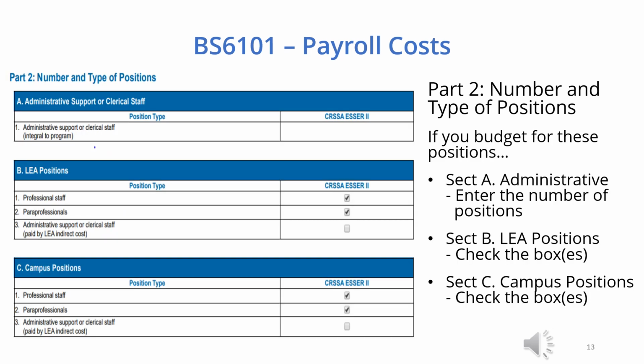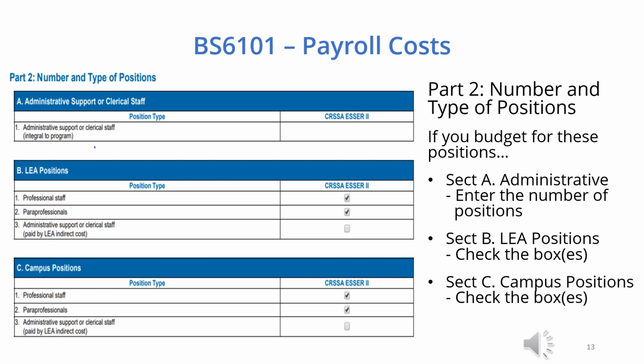Part 2 of the payroll schedule is number and type of positions. This is where you will provide the details regarding payroll positions you're funding by the grant. If your budget costs for these positions in Section A, administrative support or clerical staff, you will enter the number of direct administrative staff for your grant program. This is the only place you will enter a number on this schedule. The other sections require checkboxes. The number included in this section should be a whole number.